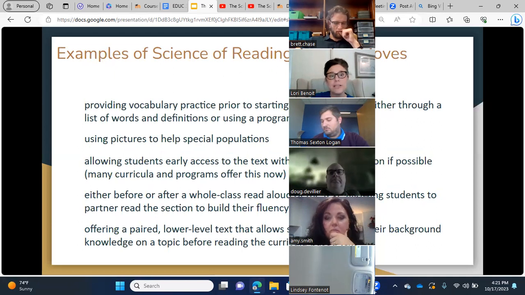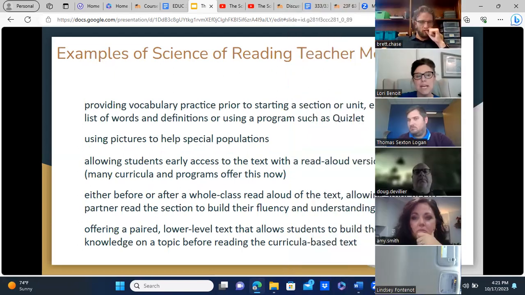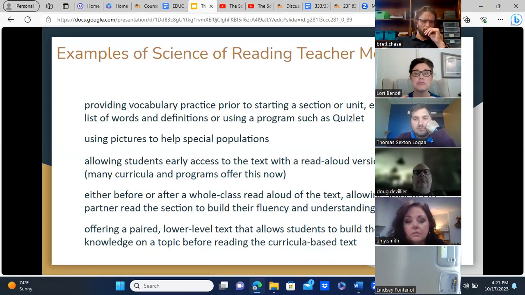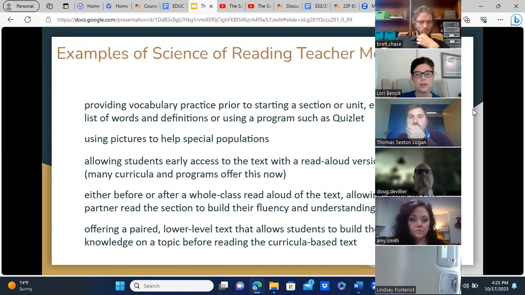So here are just a few examples. If you could just take a minute and browse these, but these are some examples of things that we can do, small moves that we can make in our content areas. And this gives you just a little taste of what we're going to be doing in each module. We'll just be focusing on each strand and on small teacher moves that you can make to support learners at every level.